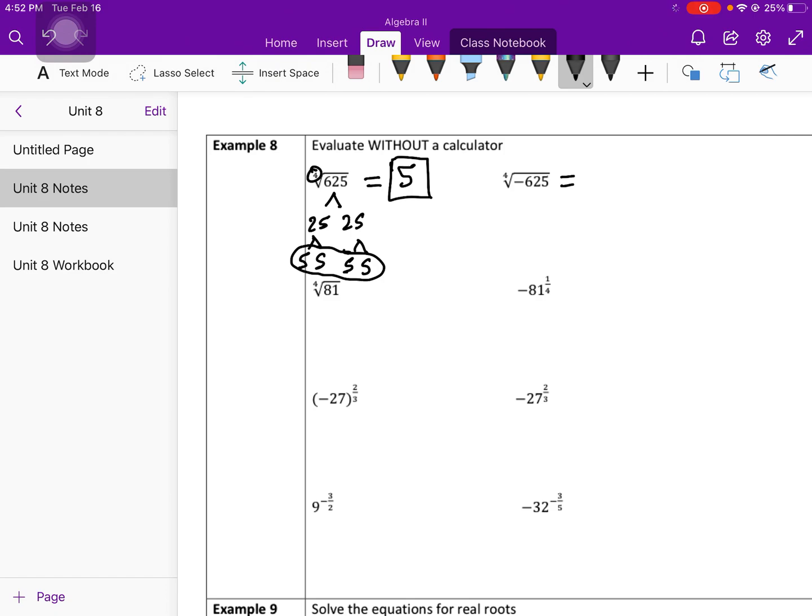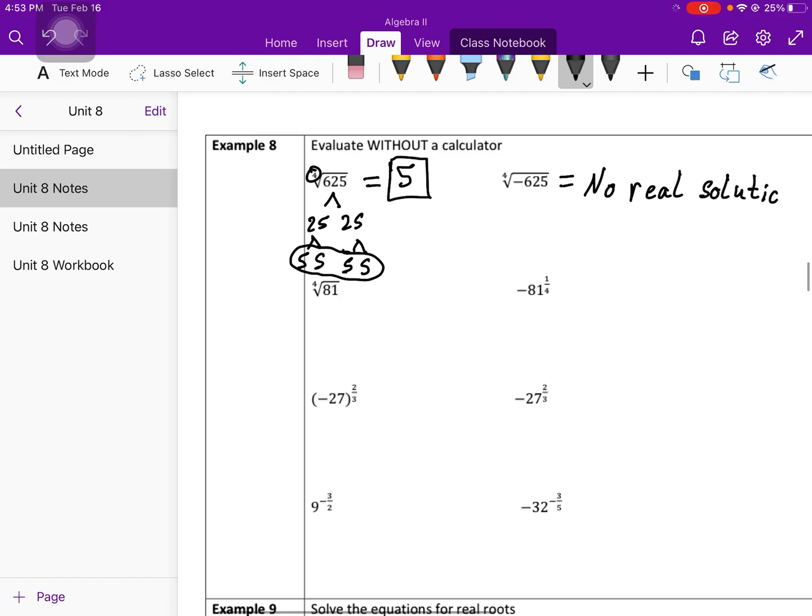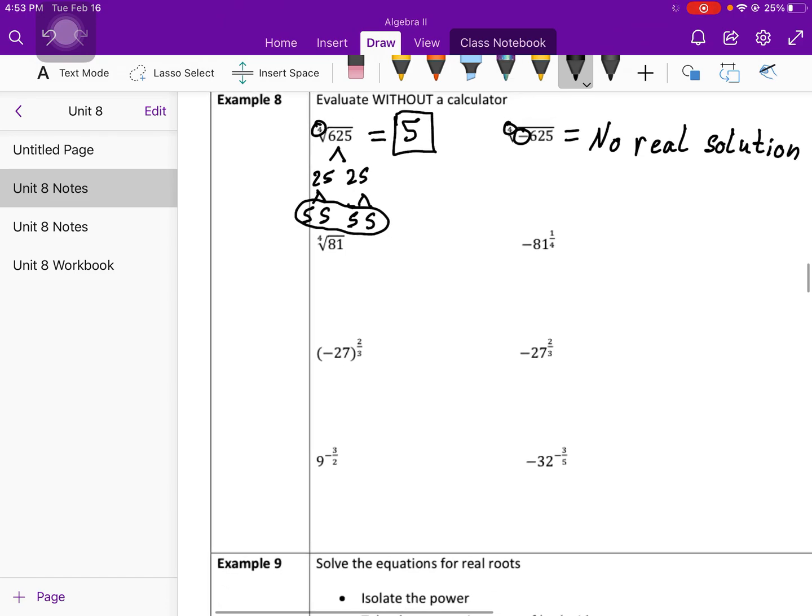Now this one, hopefully right away, you're cautious of negative numbers because we're not going to be able to get a real solution for this one. So we can just put no real solution. And the reason we can't is because this is going to be a negative inside with an even index. If it was odd, we could potentially get a solution.